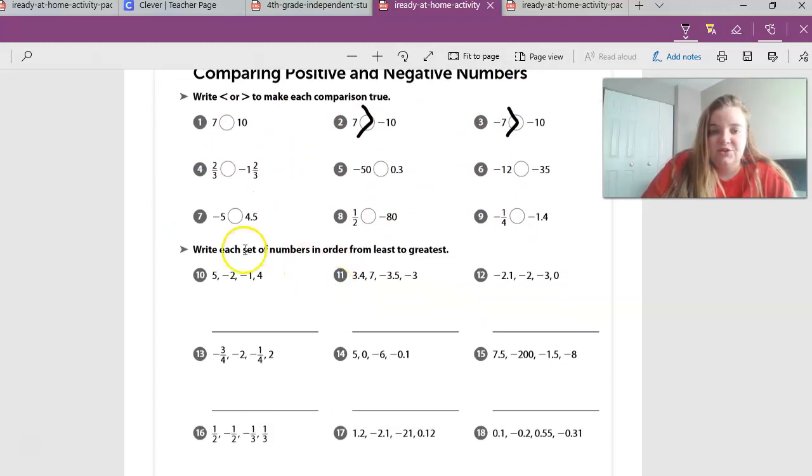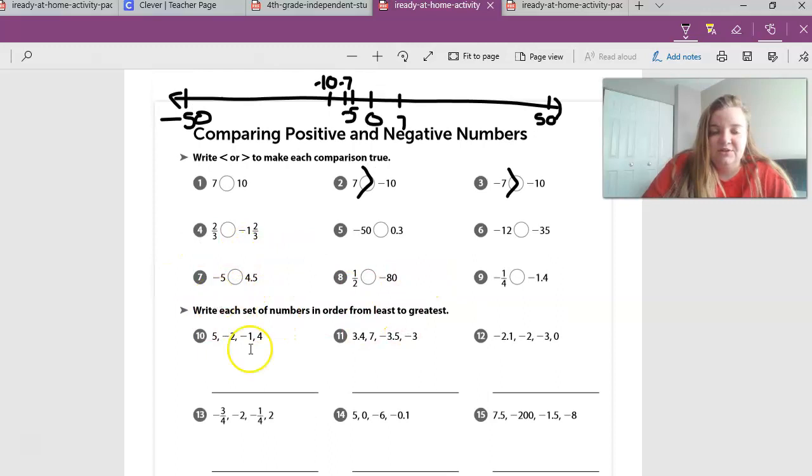We are going to go down here, writing each set of numbers in order from least to greatest. So the smallest number or the least number is going to be on the left side, all the way on the left, and the biggest or the greatest number is going to be on the right. So you can start off by looking at this set of numbers and see which one is the biggest. 5, negative 2, negative 1, and 4. So I know that 5 is bigger than negative 2, negative 1, and 4. So I'm going to go ahead and put it on the right because I know it's the greatest.